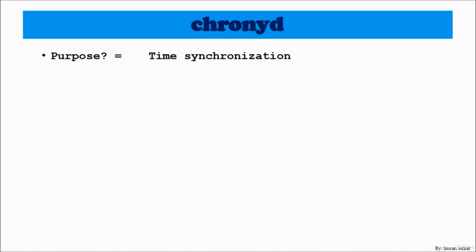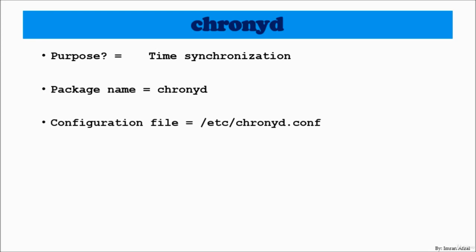The purpose of chronyd is again time synchronization, exactly the same way as NTP that we covered before. The package name that you would need to install for this program is called chrony. The configuration file is the /etc/chrony.conf file. This is where you go in and specify the NTP server. Again, NTP is used to synchronize your system clock with an external clock or any other clock within your organization that serves as an NTP server.